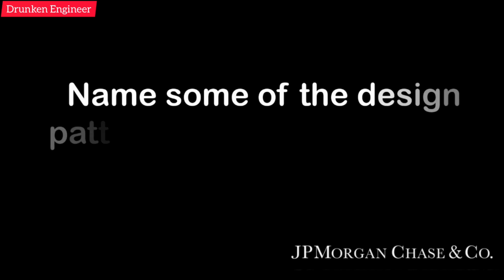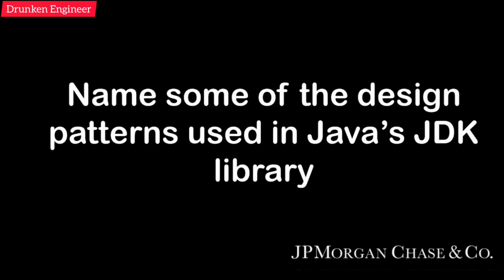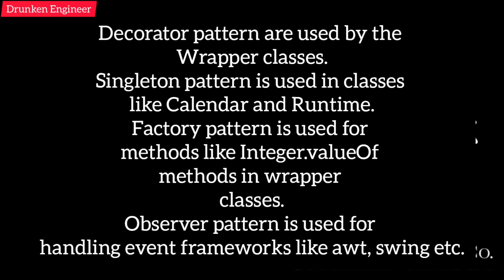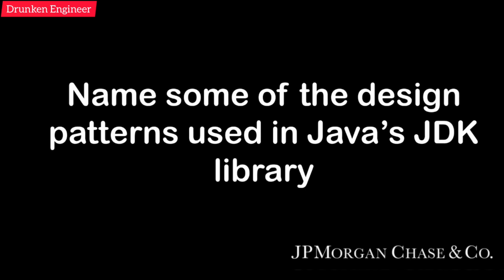Coming to the next question: name some of the design patterns used in the Java JDK library. Basically, the decorator pattern is used by wrapper classes. Singleton pattern is used in classes like Calendar and Runtime. Factory design pattern is used for methods like Integer.valueOf in wrapper classes. Observer pattern is used for handling event frameworks like AWT, Swing, etc. These are a few design patterns used in the JDK.